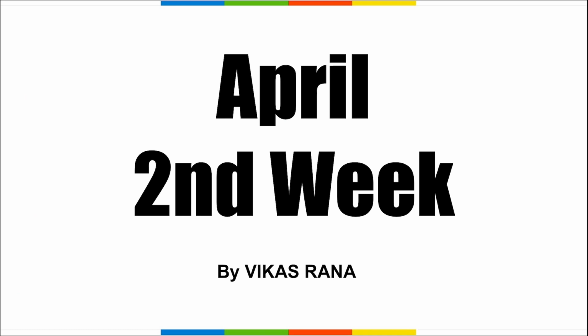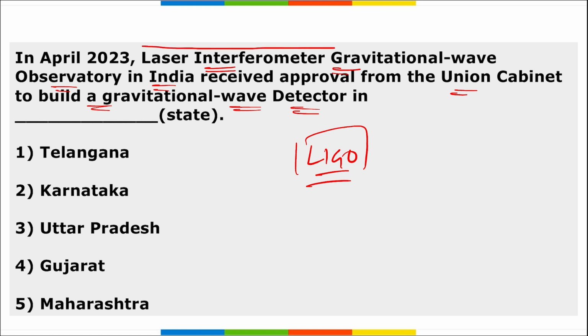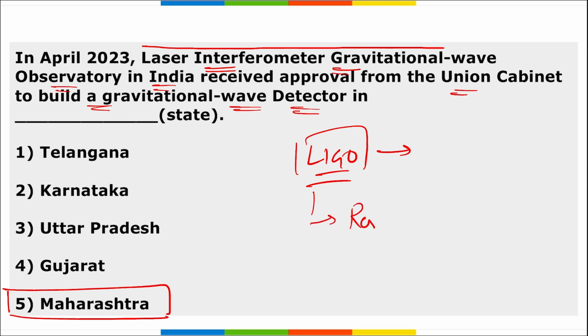So in this video we will be discussing important current affairs of the second week of the April month. So let's start. First is LIGO. The Laser Interferometer Gravitational Wave Observatory in India received approval from the Union Cabinet to build a gravitational wave detector in the state of Maharashtra. So remember recently LIGO. What is this? LIGO stands for Laser Interferometer Gravitational Wave Observatory. This LIGO will be set up where? It will be set up in the state of Maharashtra, and this has been built in order to do research work on gravity, that is your gravitational wave. All right, or we can say this is a gravitational wave detector also. This will be built in the state of Maharashtra.